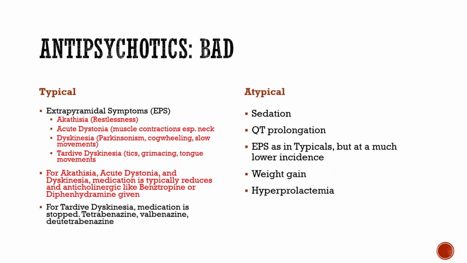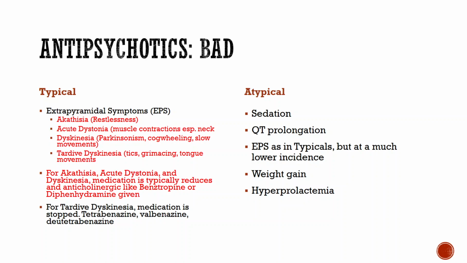So for akathisia, acute dystonia, and dyskinesia, oftentimes we'll use those anticholinergics like benztropine or diphenhydramine. And then for our tardive dyskinesia, medication is stopped. As of 2017, I added 3 drugs that have been approved to give for tardive dyskinesia, although I don't really see these too much. I know in my last slide I said no, the action is to stop the drug, and that still is the first action, stop the drug.